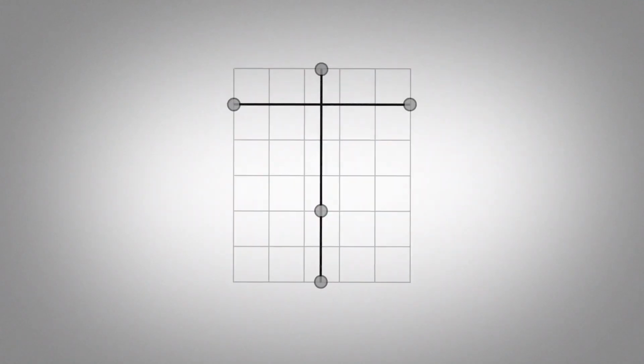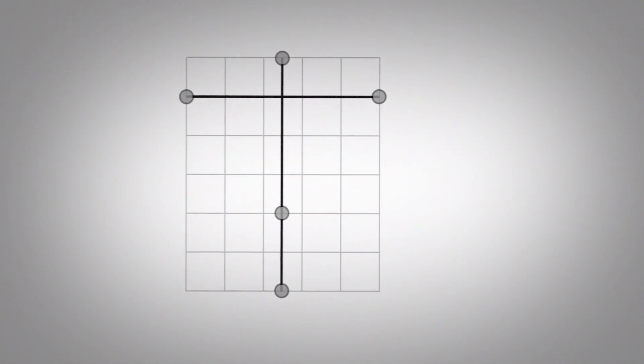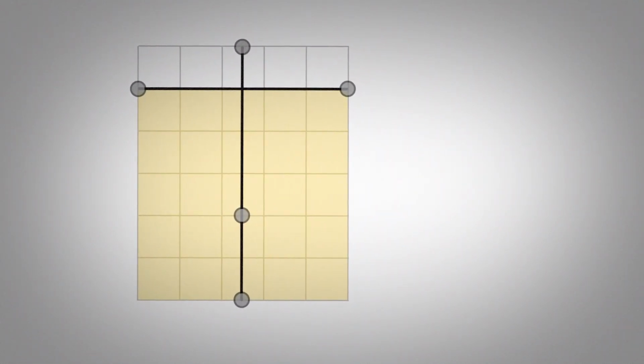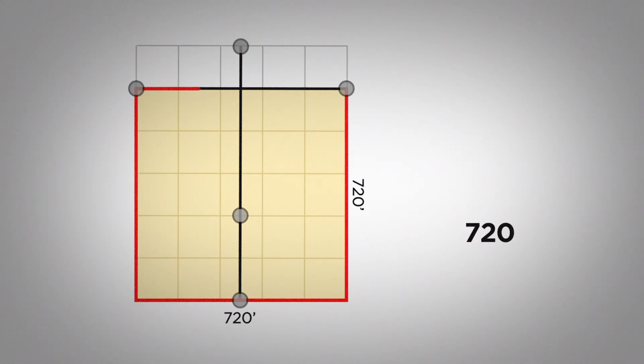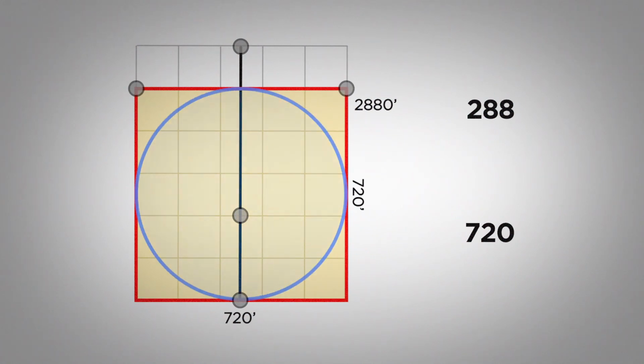Next slide. If we look at Nolan's cross, at the bottom of it, we can see a square, 720 feet by 720 feet. Now, the square would have a perimeter of 2,880 feet, which recalls the 288 sacred number that we've seen before. We could inscribe a circle in this square, and the circle would have a diameter of 720 feet.